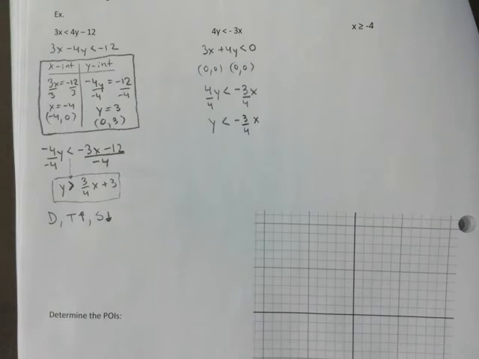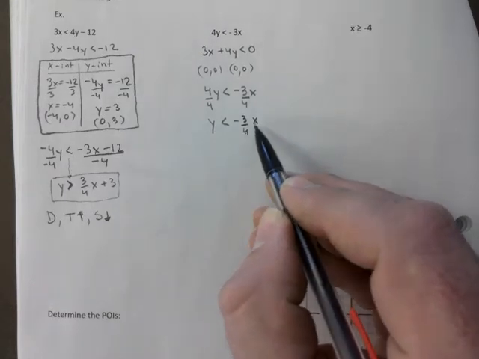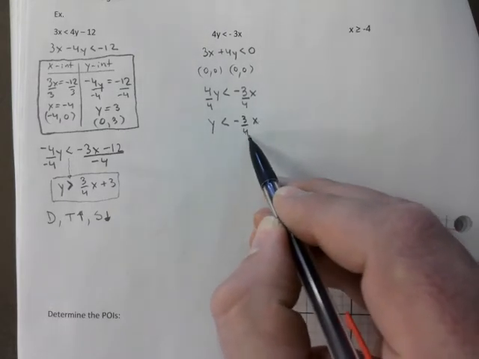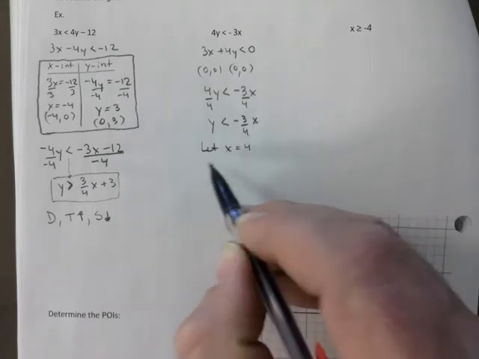What did I do here? Anybody remember? I just picked a random x value. But I'm not going to be so random in this case. You got to be smart about it. I'm going to let x be 4. And why would I want to pick 4? Because it's going to cancel out with this, correct? So I'm going to let x equal to 4.